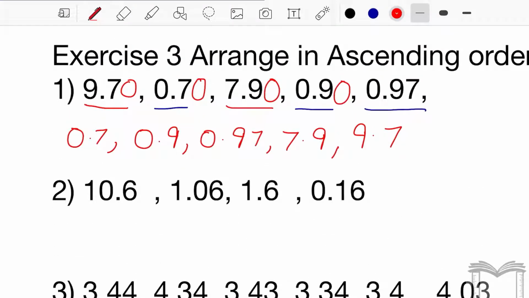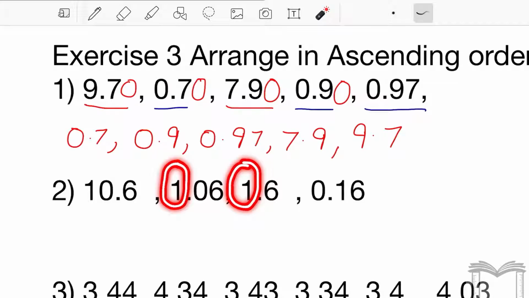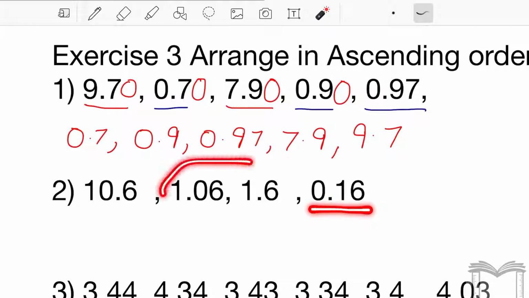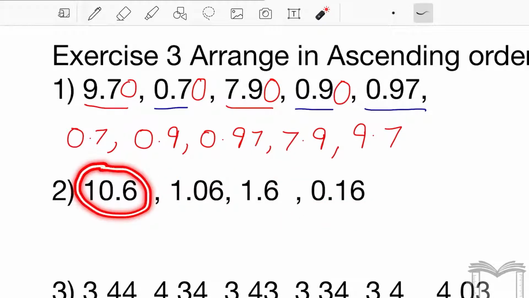Next, again, we are arranging these in ascending order. So if we look at the whole numbers, we can see that the 0 is the smallest. Then we have 2 numbers having 1. Then we have the last one having 10. So this will be the smallest, then one of these, then afterwards this would be the largest.